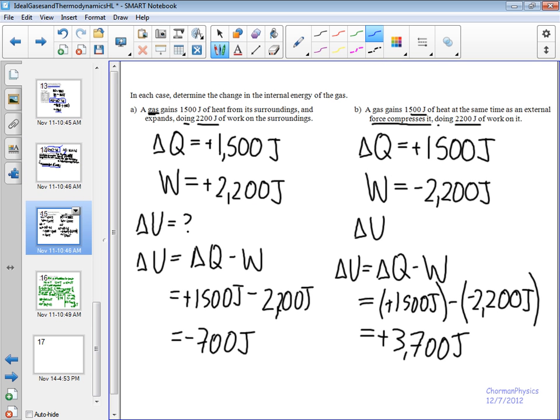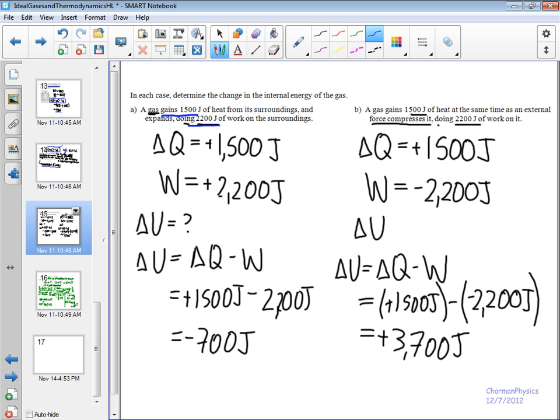Okay. A few examples here. Again, the gas gains 1,500 joules. That means we're heating it, so its delta Q is going to be positive, and it does 2,200 joules worth of work. So again, work is going to be positive as well here, since the gas is doing the work. We want to see the change in internal energy.